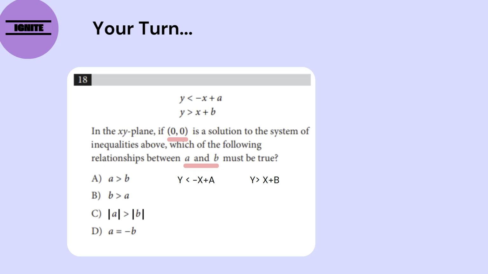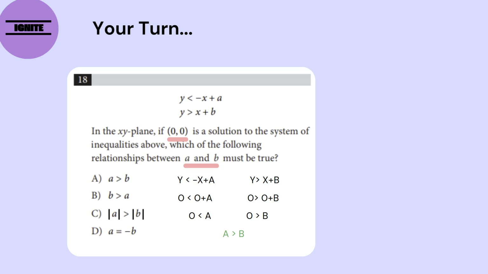Now, to find a relationship between A and B, let's input a point that we're given, 0, 0. If we input 0, 0 into both of these expressions, we get 0 is less than 0 plus A, and 0 is greater than 0 plus B. Let's continue simplifying this, and we get 0 is less than A, and 0 is greater than B. So, if we think about it logically, if A is greater than 0, and B is less than 0, then doesn't A have to be greater than B?